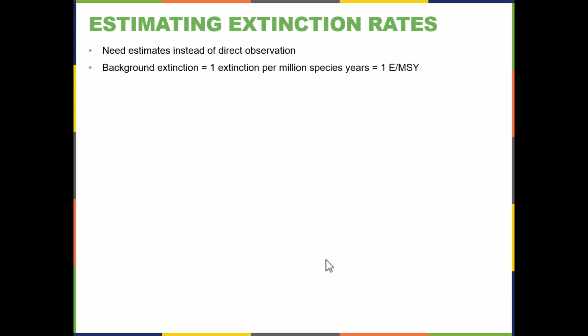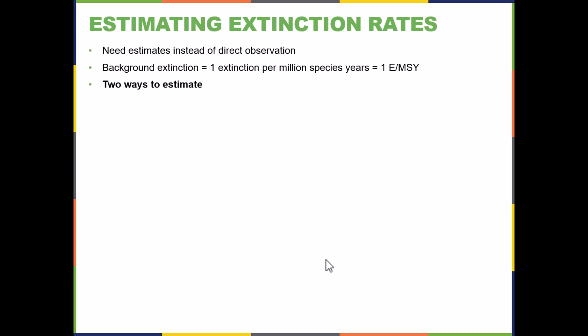Now, the background extinction rate is listed as 1 extinction per million species years. So don't get too caught up with exactly what that means. It could be that you have 1 species going extinct every year for 1 million years. You might have in 1 year 1 million species go extinct. It doesn't really matter exactly. Don't get too hung up with exactly what that metric means. Think of it more in terms of a comparison. So what we want to do is to compare this background extinction rate to what our current extinction rate estimates are.